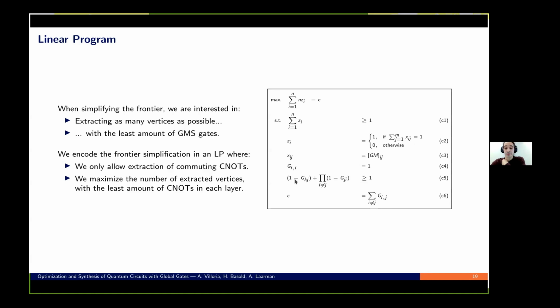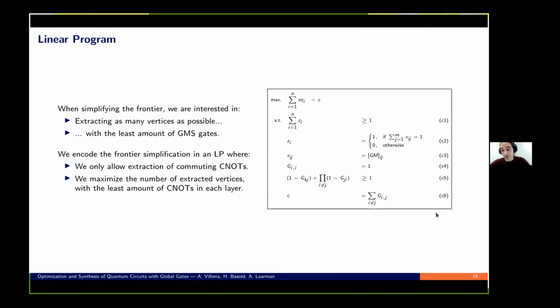And then this condition C5 over here tells you that if you have a 1 in this, let's say row K column J, this means that you have a CNOT with control qubit K and target qubit J. So you're not allowed to have any ones on row J. So what this tells you is that you cannot have a qubit that acts as control and as target on the same layer.